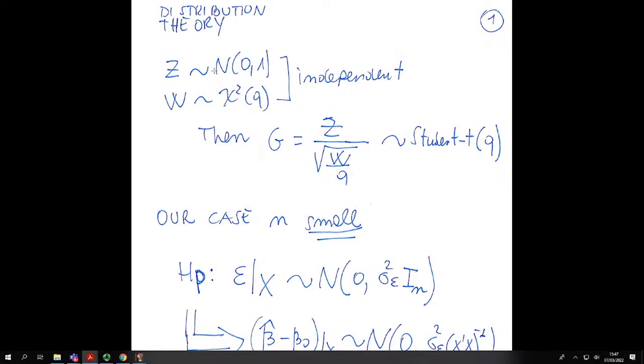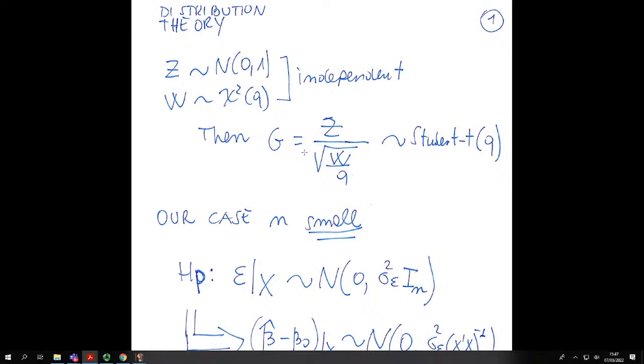So if you take a normal 0-1 and a chi-square Q, and these two are independent, which means realization of one does not affect the other, and vice versa, then imagine that you take the random variable G, given by the ratio between the normal 0-1 in the numerator over the square root of W divided by Q. Recall that Q is the degrees of freedom of the chi-square distribution. Then it is possible to prove mathematically, but we don't need to do that, that the random variable G is distributed like a student t with Q degrees of freedom.